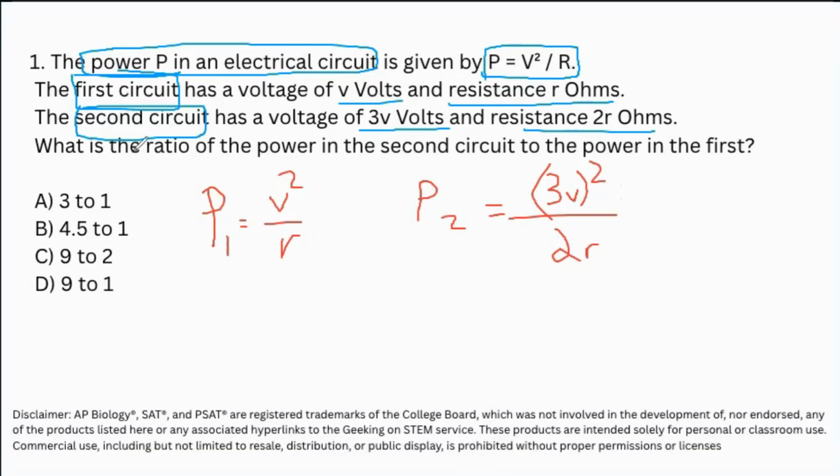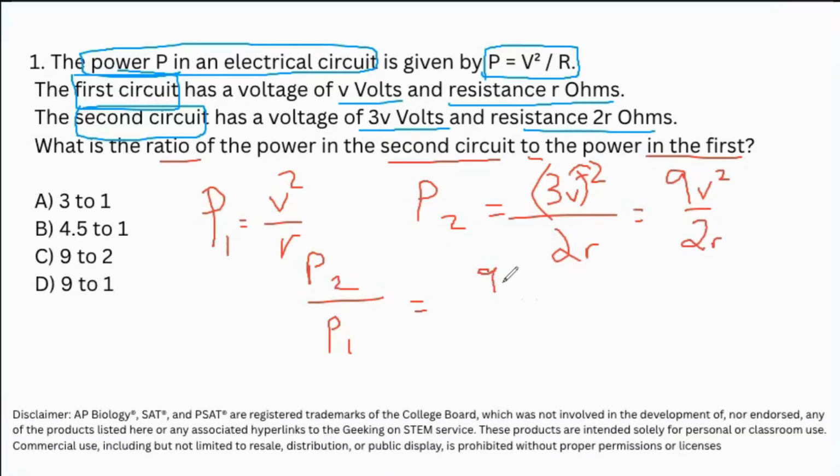So we're comparing the ratio of P2, because they say in the second circuit, to the first circuit. So they're technically saying P2 to P1. What is that? First, I would reduce this a little bit more, distributing the square. So 3 squared is 9, and that's 9V squared over 2R. So that's P2. So we have 9V squared over 2R over our first circuit, which is V squared over R.